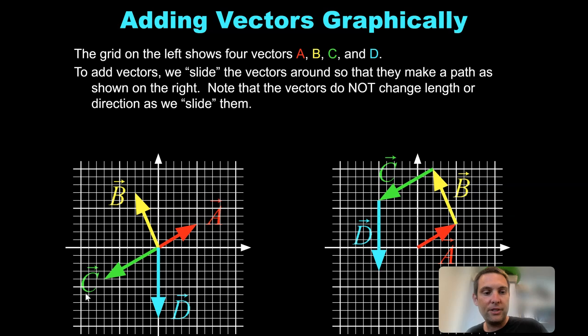So if you take a look between the left side and the right side, vector B, for instance, has been moved up and to the right. The angle hasn't been changed, but we could just slide it on up. Same with vector C. It went upwards and to the left. And D went to the left.